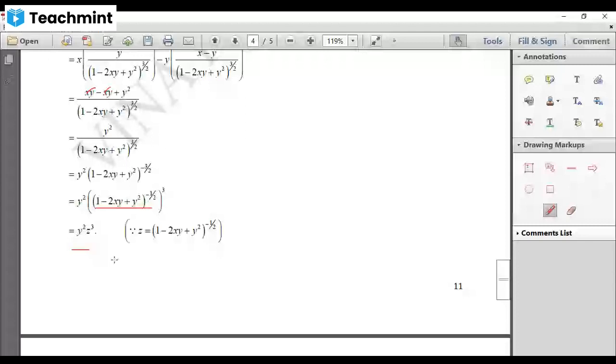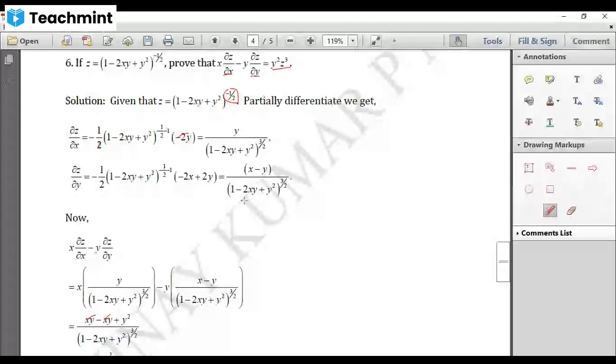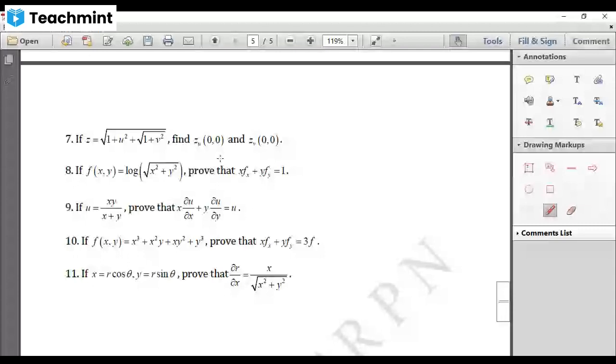Right? So when they have given problems of this form, you have to find derivatives and you have to solve them. Zu means partially differentiate z with respect to u, and substitute x equal to 0 and y equal to 0. Similarly here, zv means partial derivative of z with respect to v, that is dou z by dou v, and you substitute u equal to 0 and v equal to 0.